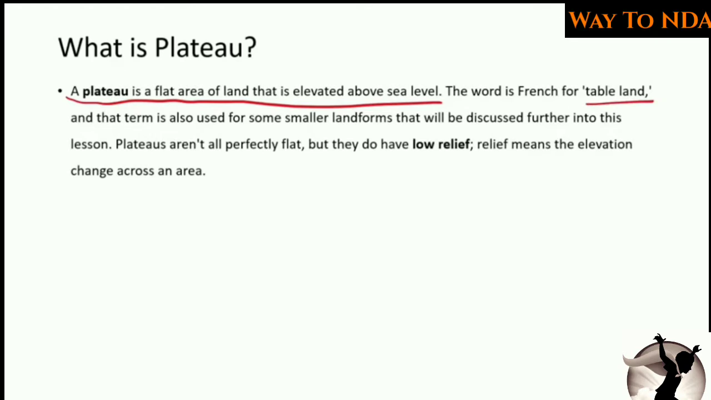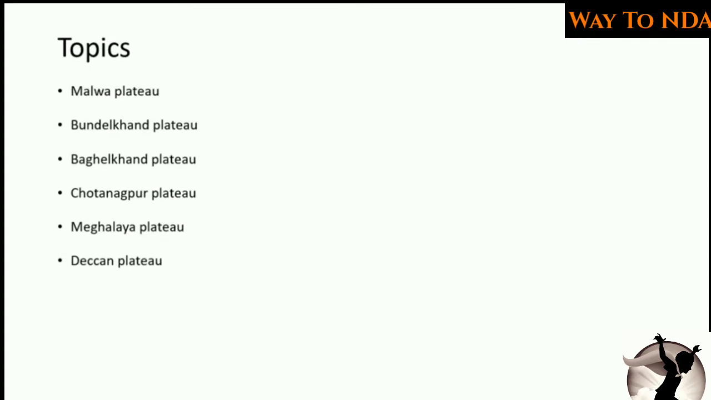Now this plateau is not flat all around. It has changes in its relief. It has a low relief feature. Now in this topic we are going to study about the Malwa Plateau, then Bundelkhand Plateau, then we will also study about the Baghelkhand Plateau, then Chota Nagpur Plateau, then Meghalaya Plateau, and then the Deccan Plateau.